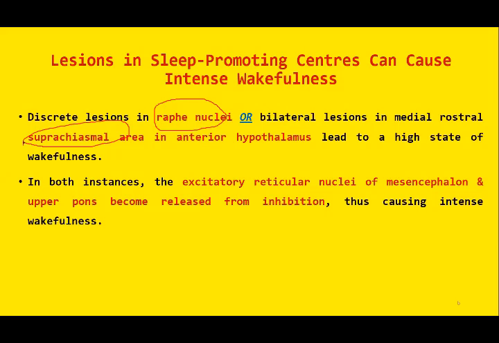So in either case, the excitatory reticular nuclei of the midbrain and pons become released from inhibition. The thing to note is that they become released from inhibition. So no more inhibition will be there. So loss of inhibition will result in wakefulness.